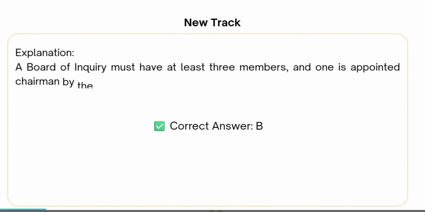The explanation says a board of inquiry must have at least 3 members and 1 is appointed chairman by the commission. Option C.